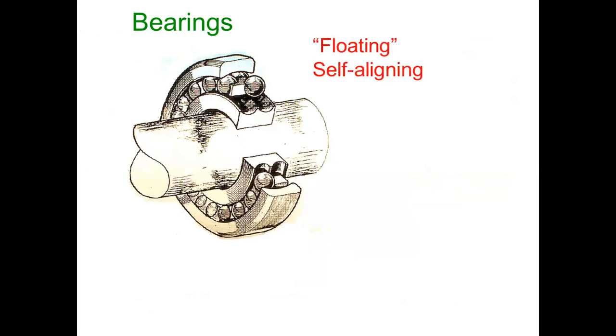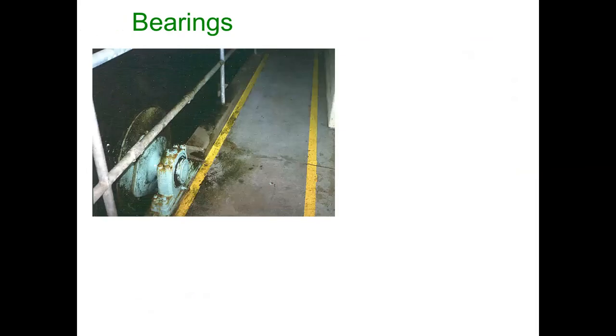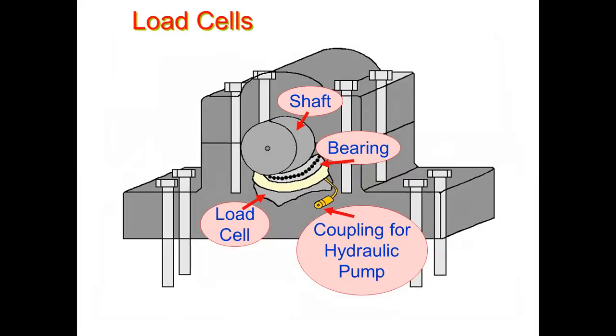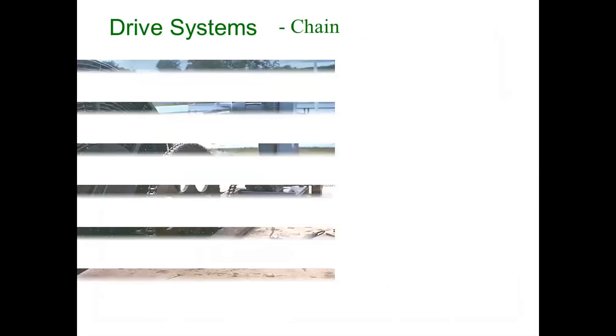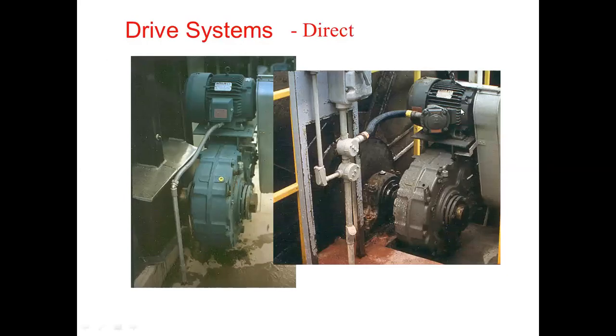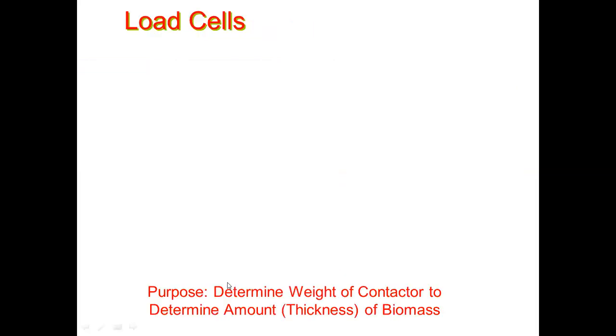Then bearings are also needed. Some mechanical parts are also available. And there are drive systems, chain, motors. So direct drive systems. My dear students, I show you these pictures for your extra knowledge. No need to cram these things for your exam, but you should know what is RBC, what is trickling filter.